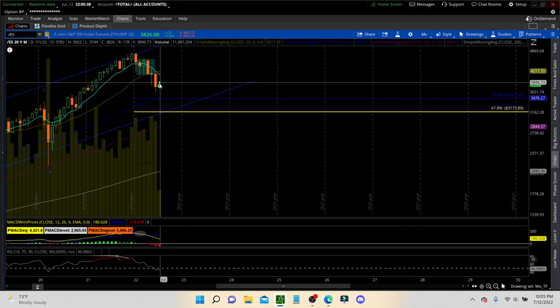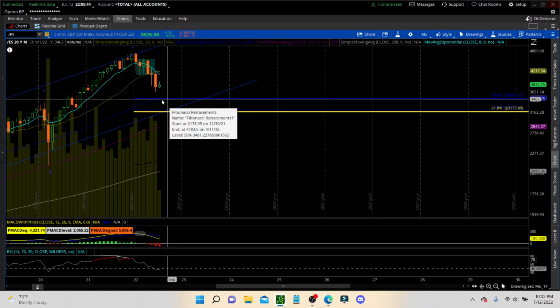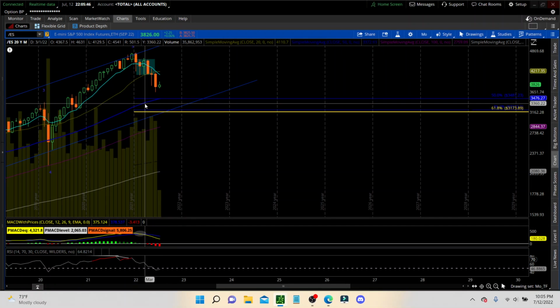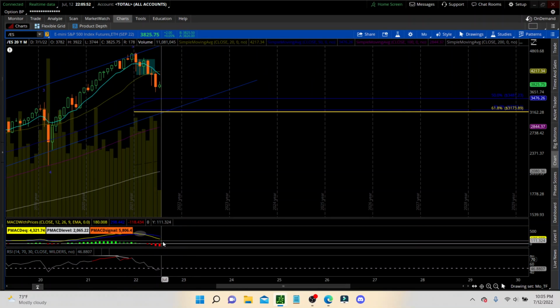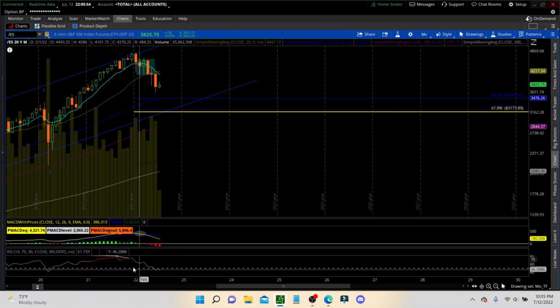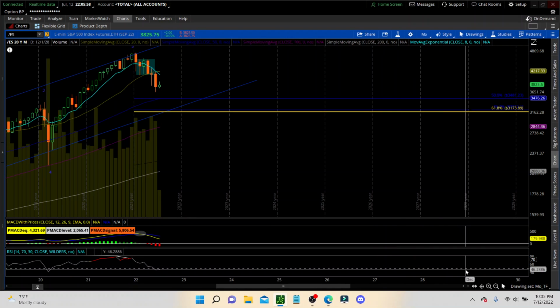It looks like we're flagging here. I said that in the last video, and it looks like our next target should be around that 3,500 area, where the 50 monthly simple moving average is at. Our MACD, we're headed to the downside, not quite to that zero line yet. Same thing, downtrend on the RSI, so we continue to look at it that way.